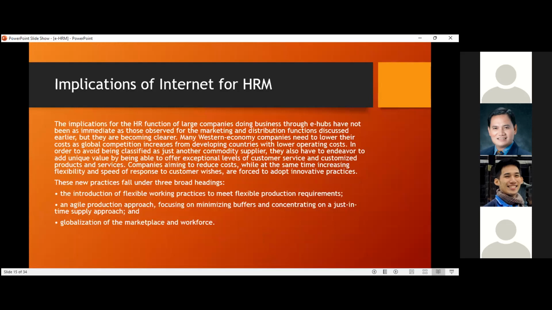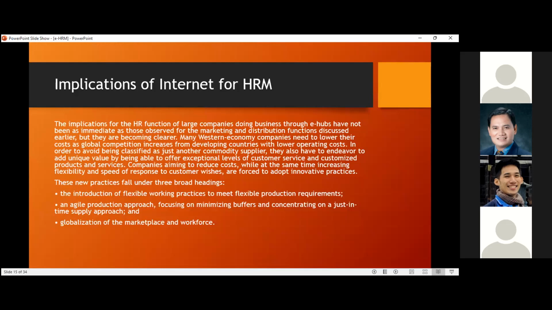Implications of internet for HRM. The implications for the HR function of large companies doing business through e-hubs have not been as immediate as observed for the marketing and distribution functions discussed earlier, but they are becoming clearer.